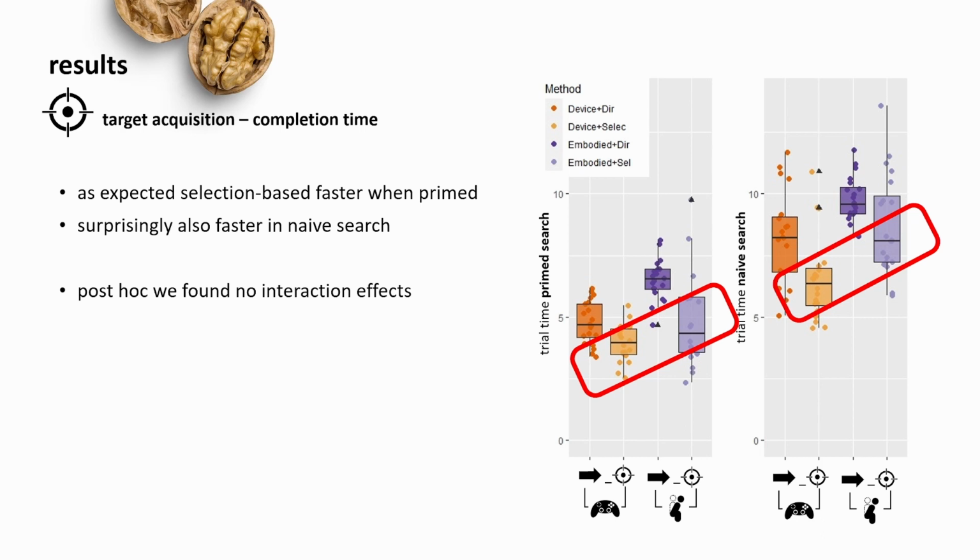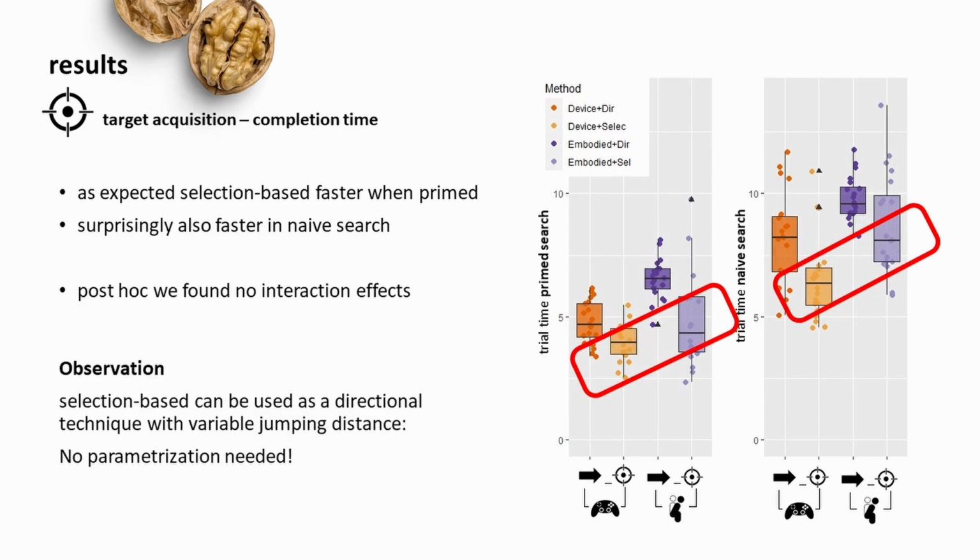After having seen all the results, we also performed some tests on potential interaction effects in some of the measures, but found no evidence in any. One observation that we made that can explain the results is that one remarkable positive trait of selection-based techniques is they can be used as directional techniques with variable jumping distance, which also means there is no parameterization. And participants in part did exactly this.